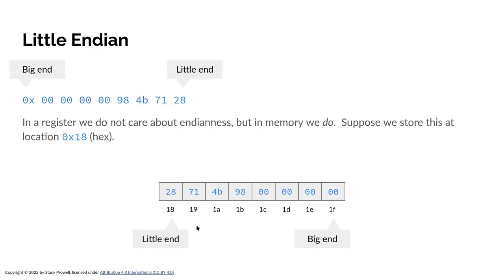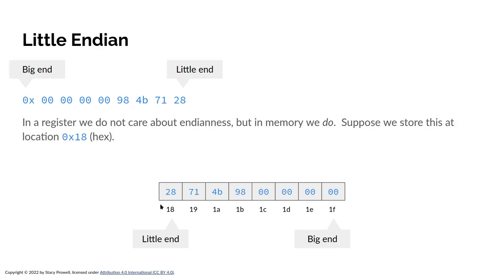Then we want to write it to memory. We have to think about the big end, which is really here. Big end is right here. Little end is right here. So in registers, we don't care about endianness. Registers are just registers. But in memory, we absolutely do. So suppose we want to store this at location 18. If I tell the system, write this number to location 18, it will do this.